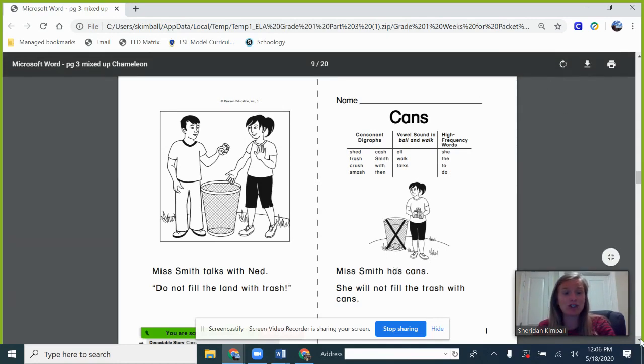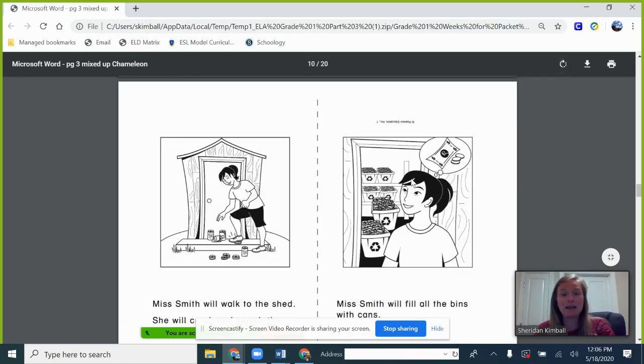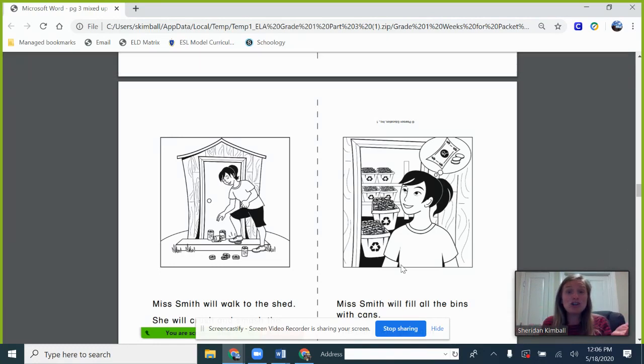Let's look at that picture. If we look at the illustration, we can see that she puts them in recycling bins. I know that these are recycling bins because it has the recycle symbol on it. And what you can do when you recycle is you can take cans to maybe the grocery store or a mini market, and you can put those cans into a recycle feeder, and it will give you money. So Miss Smith is practicing recycling and not putting her cans in the trash.